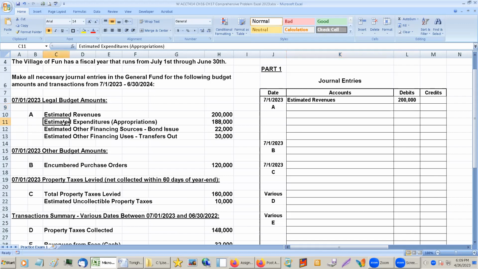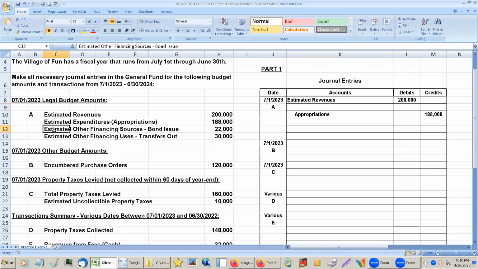How about the estimated expenditures? These are appropriations. Are those going to be debits or credits? Credits. Yep. And now this is important: make sure you put in appropriations. For whatever reason, on the CPA exam they go berserk if you put in estimated expenditures. Make it very clear: there is no such account as estimated expenditures, even though that's exactly what it is.